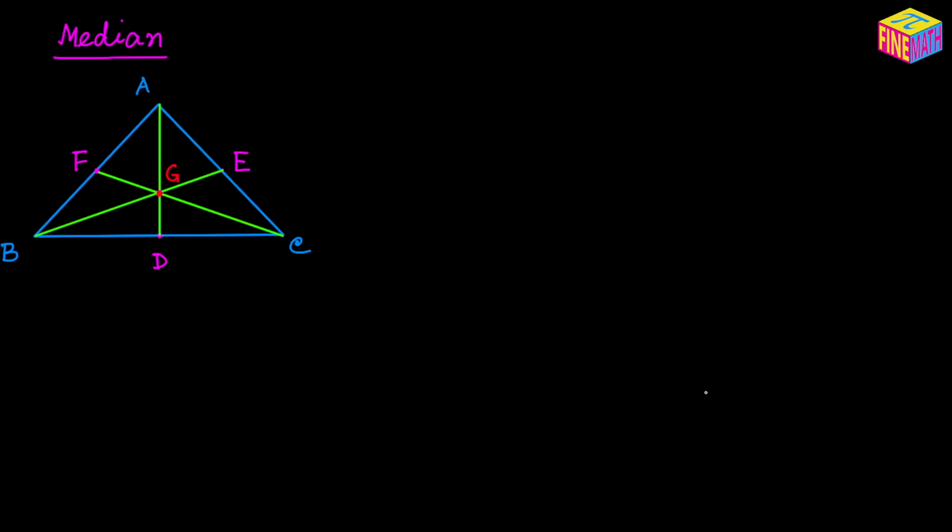So what are the medians here in this diagram? Well, in this diagram, AD is a median. So let me make a quick note here. And then of course BE and CF. Those are the 3 medians for this particular triangle, and G is the centroid.